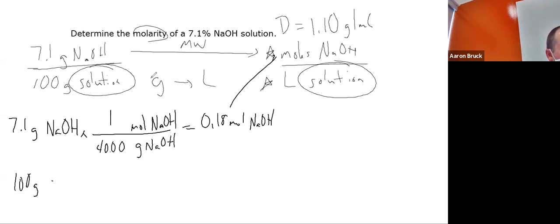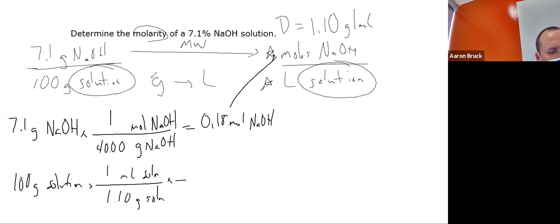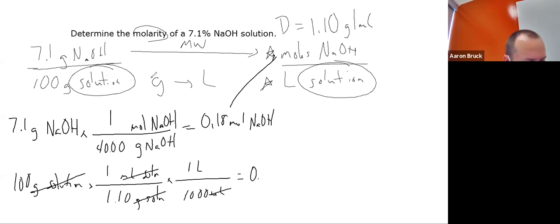100 grams of solution. Now I use my density: 1.10 grams of solution for every 1 milliliter of solution, and there are 1,000 milliliters in a liter. 100 divided by 1.10 divided by 1,000, to three significant figures, is 0.0909 liters. So 90.9 milliliters, 0.0909 liters.